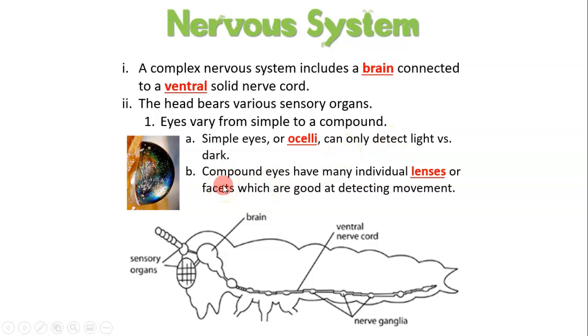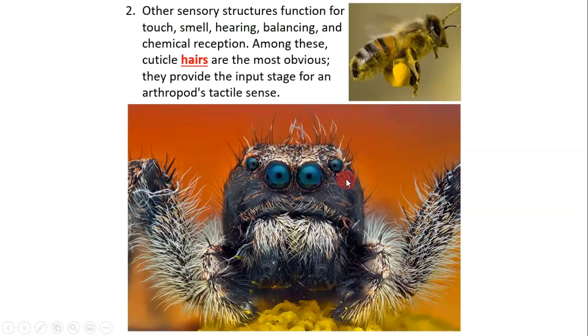Now, compound eyes can have a lot of different lenses or facets, which are good at detecting movement, and also a lot of colors. Other sensory structures function for touch, smell, hearing, balance, and chemical reception. Among these, the little cuticle hairs are the most obvious ones, and they provide the input stage for an arthropod's tactile sense, meaning this is where they process that tactile information.